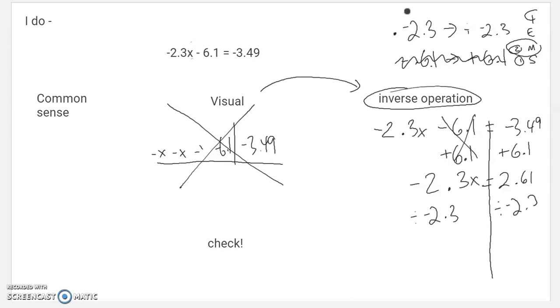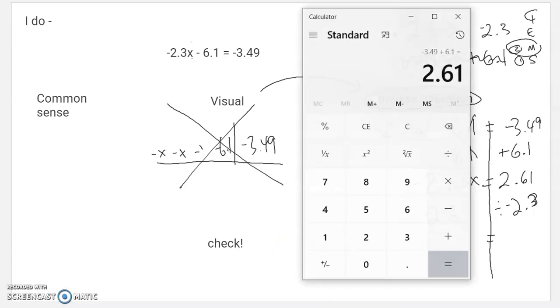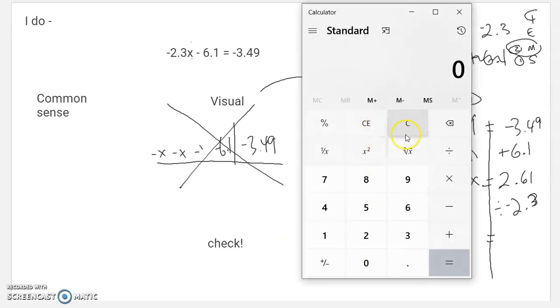This is going to be real close to negative 1. It's pretty much 2.5 divided by negative 2.5. It's going to be really close. And again, I'm just going to punch it in. 2 61/100 divided by 2 3/10 negative is right about -1, like I thought.